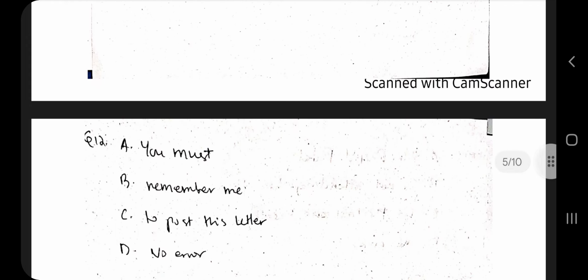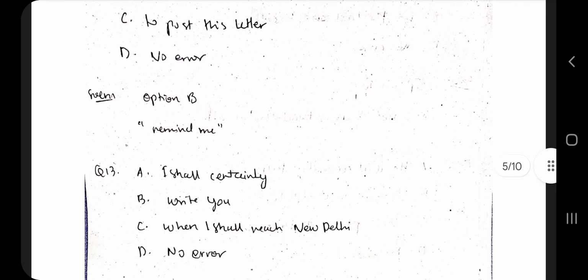You must remember me to post this letter. Instead of remember me, we should have remind, right? Should remind me. So the option is option B, remind me. I shall certainly write you when I shall reach New Delhi.